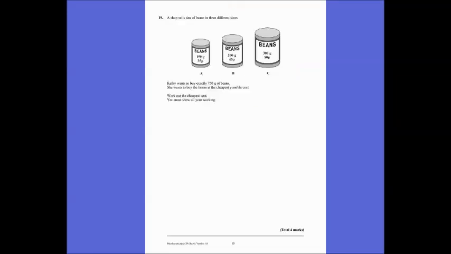Question 19. A shop sells tins of beans in 3 different sizes. Kathy wants to buy exactly 750 grams of beans, and she wants to buy all the beans as cheap as possible. Work out the cheapest possible way of doing this. So there are quite a few ways of doing it.